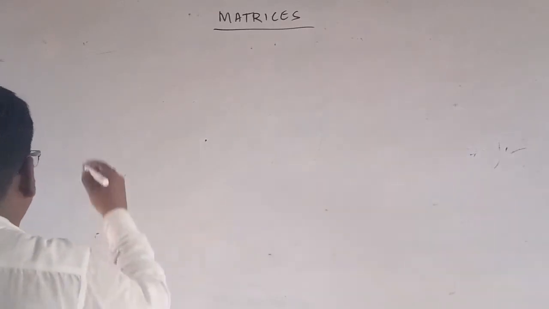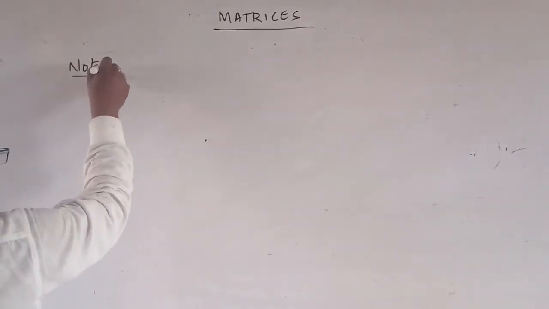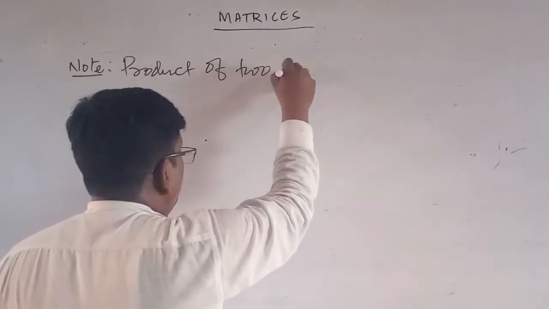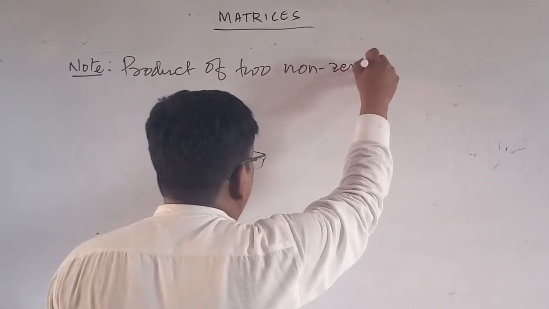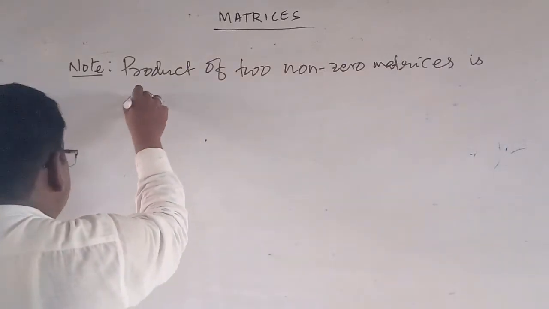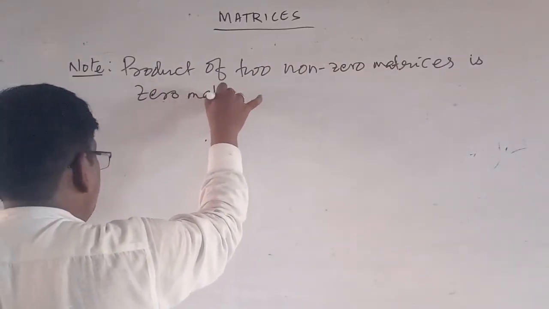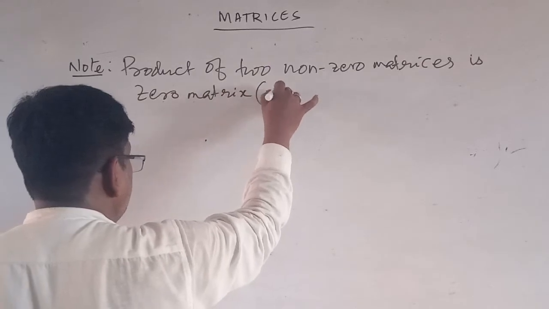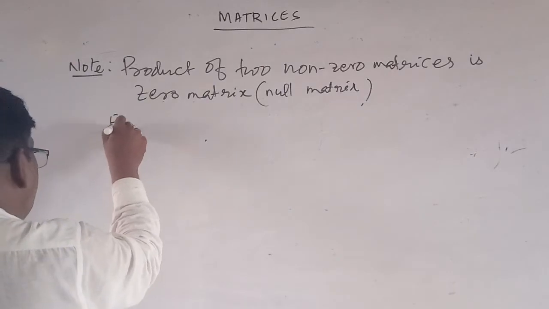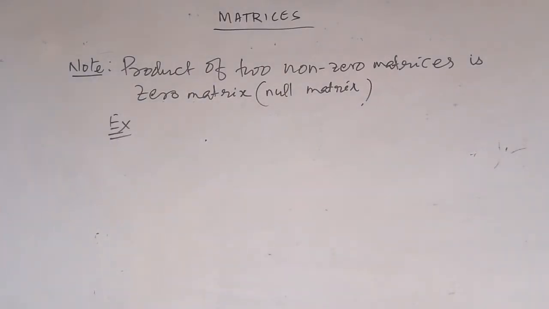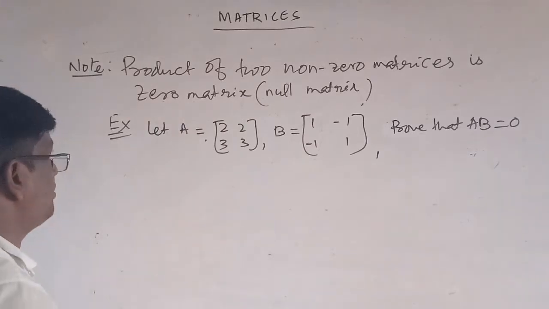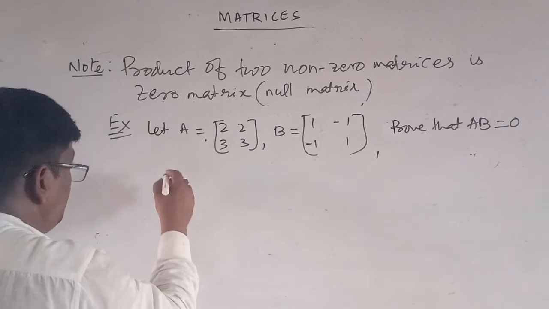Notes: the product of two non-zero matrices can be a zero matrix. Zero matrix or what? Null matrix. One example: the product of two non-zero matrices is a zero matrix or null matrix. Here, now find AB.